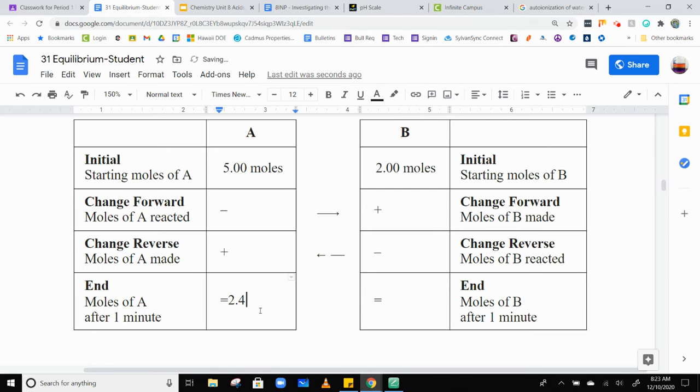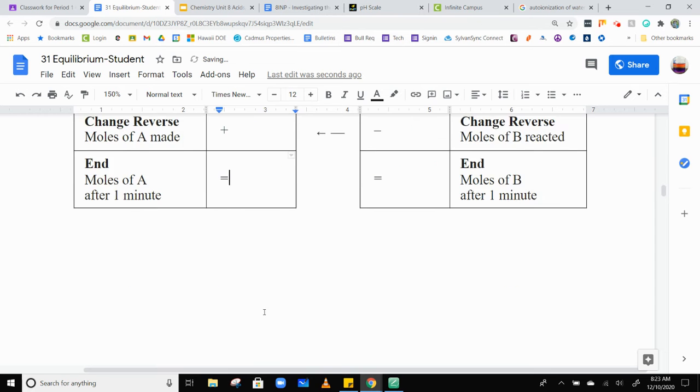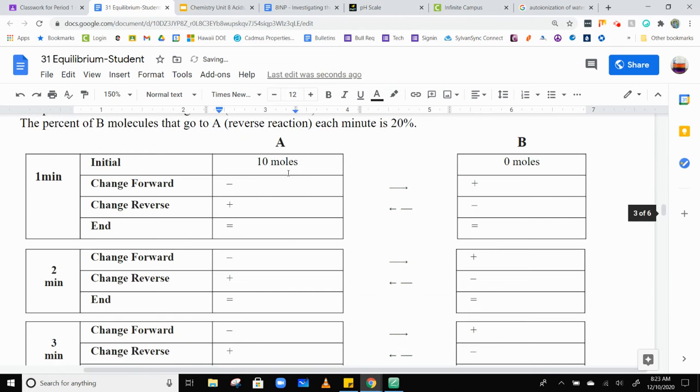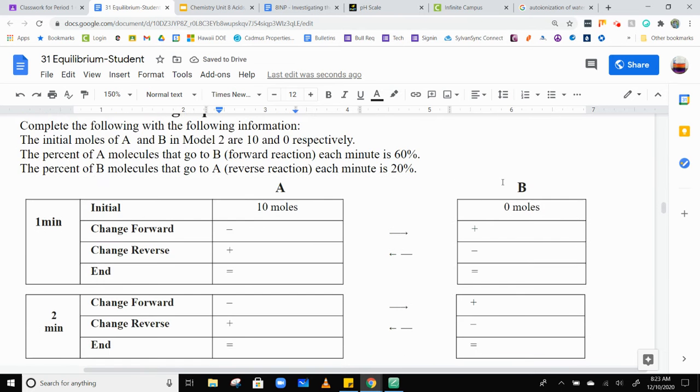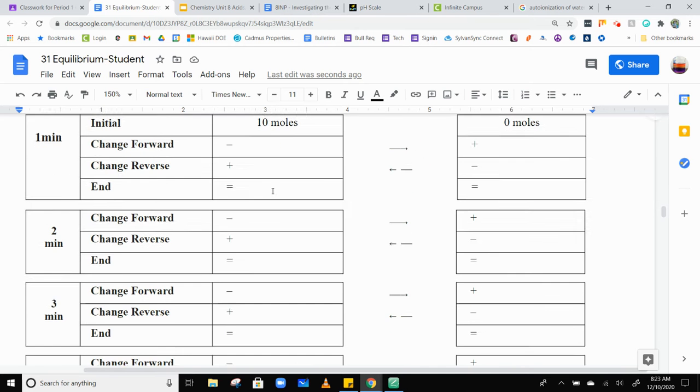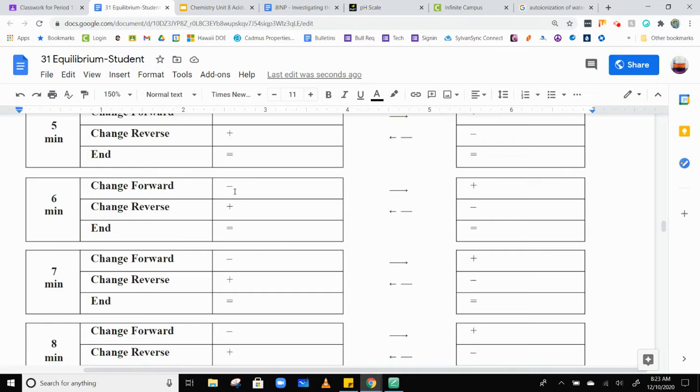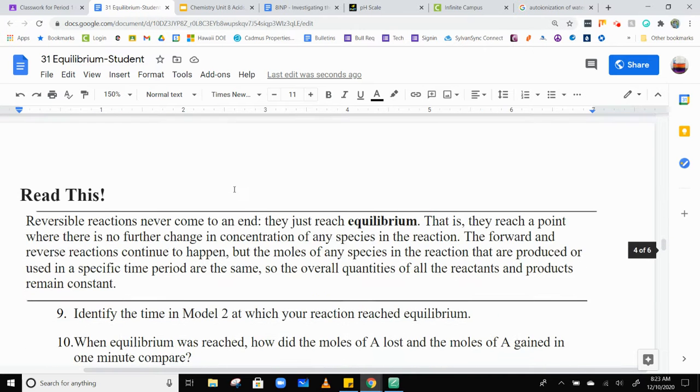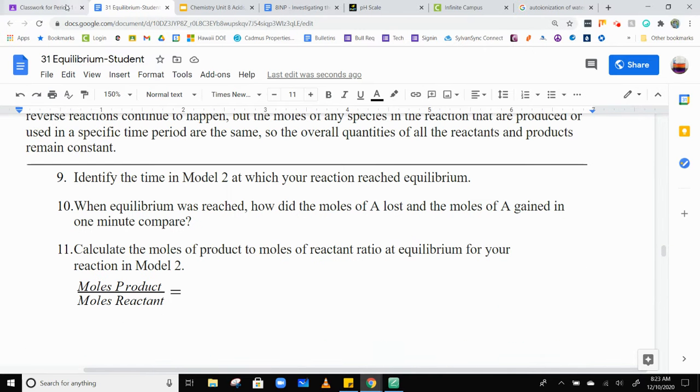And you're going to do that for the next step. You're going to do it for all of them: if you start with 10 moles of A, 0 moles of B, and A goes to B at a rate of 60% per minute, and B goes to A at 20% per minute, you're going to fill in all these charts here. I'll pull up the answers just to show you, but do try it on your own, and don't just copy the answers.